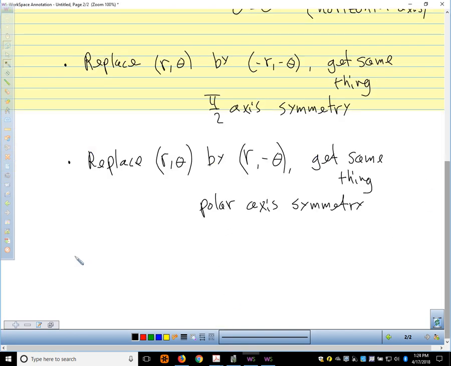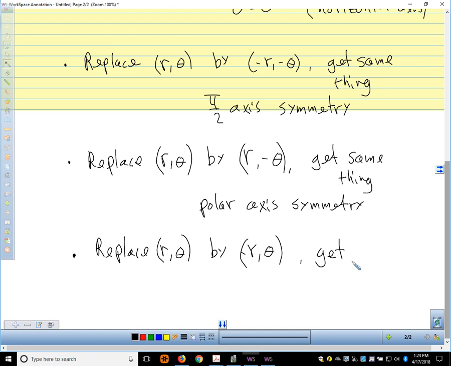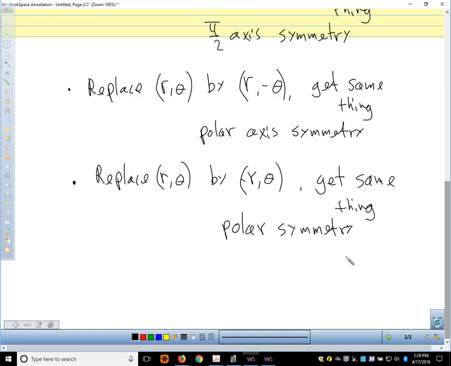And then the last one we can test for origin symmetry. We replace r, theta by negative r, theta. We simplify and rearrange, and get the same thing. We have polar symmetry. And by polar symmetry, I mean origin symmetry, because the pole is the origin.